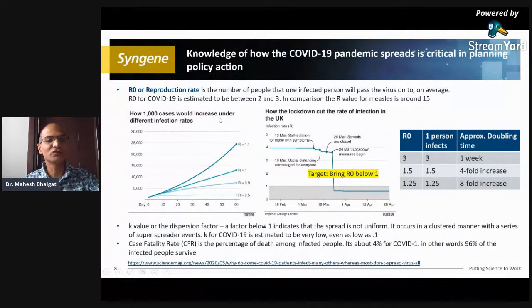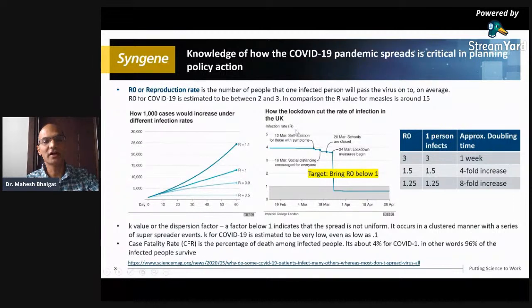Sorry, 1,000 cases would increase under different infection rates, which means 1,000 people would become 25,000 if you had an R value of 1.1. If the R value was brought down to 1, that 1,000 would become only somewhere around 14,000 people, and so on. So you can see how that goes down when the R value goes down. And this is, in fact, what the UK was aiming to do and what they were able to move forward with.